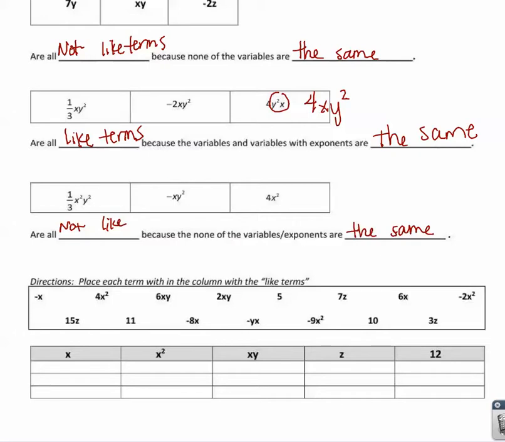So let's go through the table below and find all of the like terms. For example, all of the terms with a variable x. So here I have negative x. Going through them, negative 8x and 6x. Then you go through and find all the terms with only x squared as their variable, all the terms with only xy, all the terms with only z, and then all of the constants, so numbers without a variable attached to them.